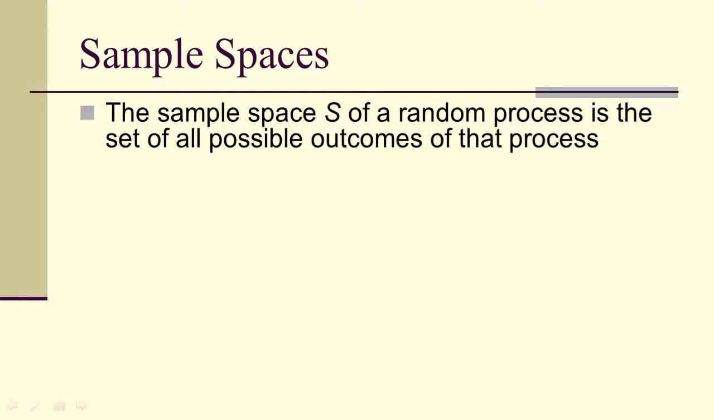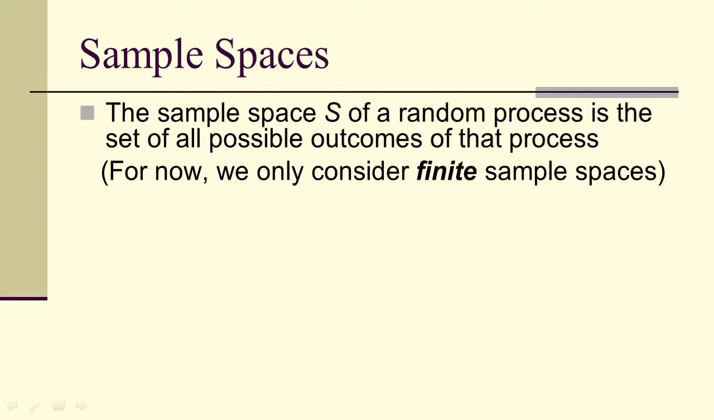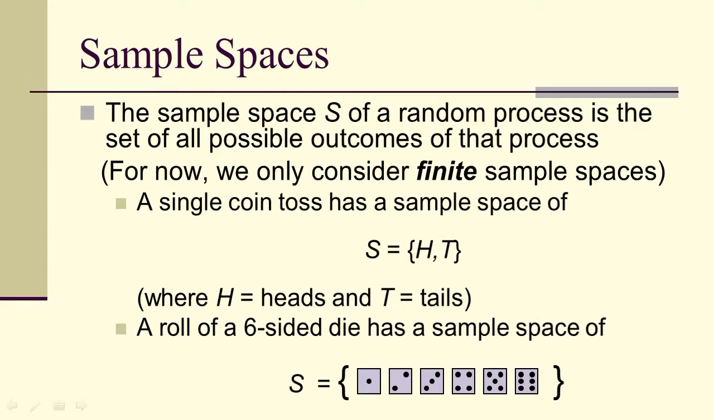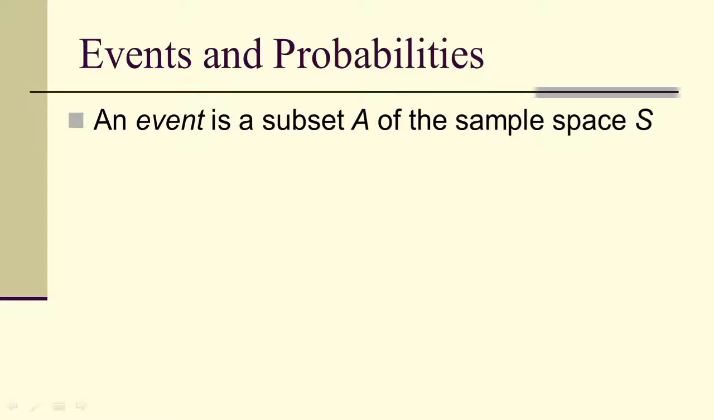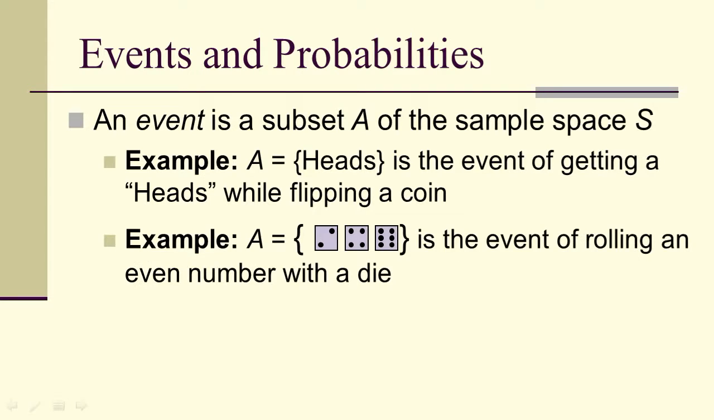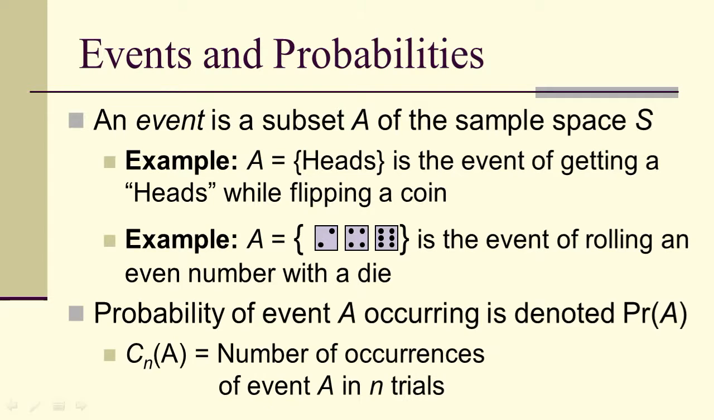So the sample space of a random process is also the set of all possible outcomes of that process. For now, we're only going to look at finite sample spaces. For example, a single coin toss can have a sample space of {heads, tails}. A roll of a 6-sided die has a sample space of {1, 2, 3, 4, 5, 6}. An event is a subset, A, of the sample space S. For example, A = {heads} is the event of getting a heads while flipping a coin. A = {2, 4, 6} is the event of rolling an even number with a die.